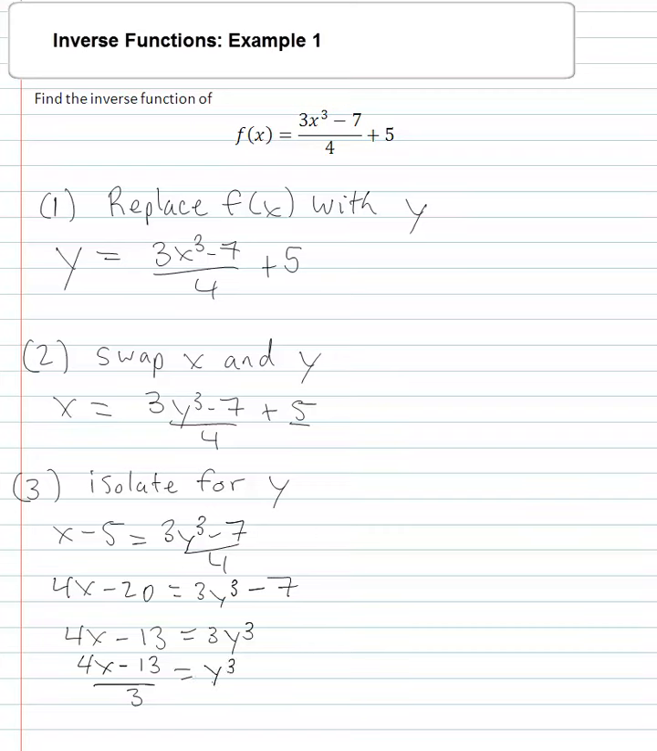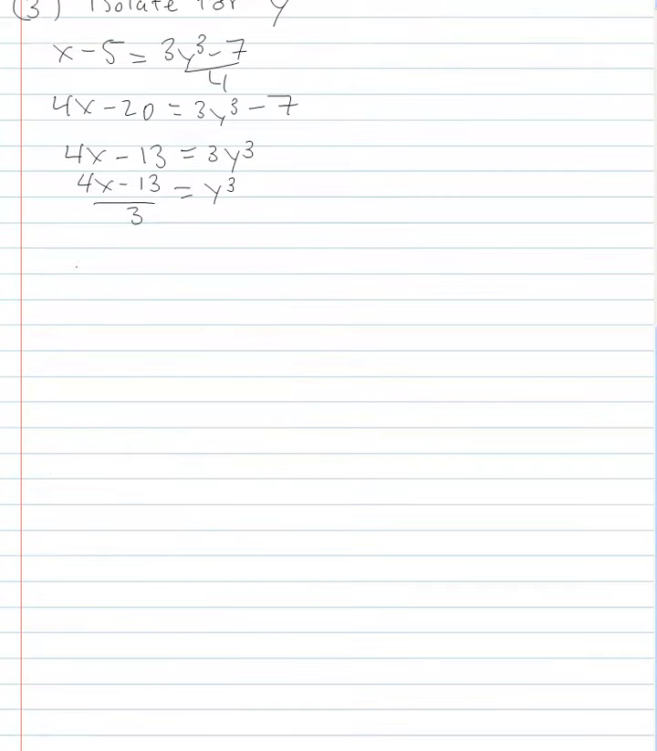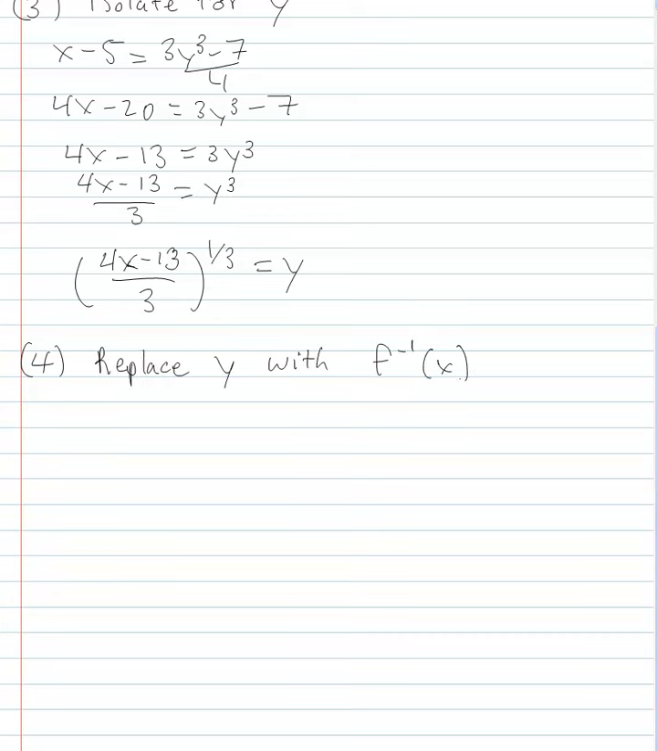So if I take both sides to the power of 1/3, I get the following: ((4x − 13)/3)^(1/3) = y. So the last step is to replace y with f inverse of x. So we get f⁻¹(x) = ((4x − 13)/3)^(1/3).